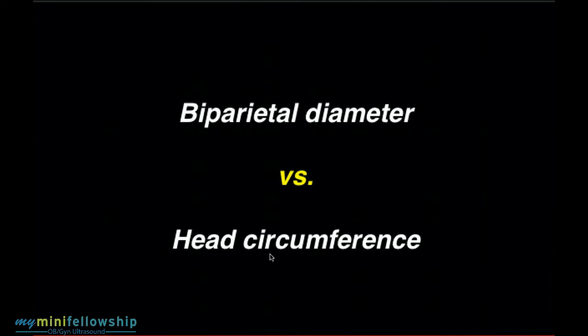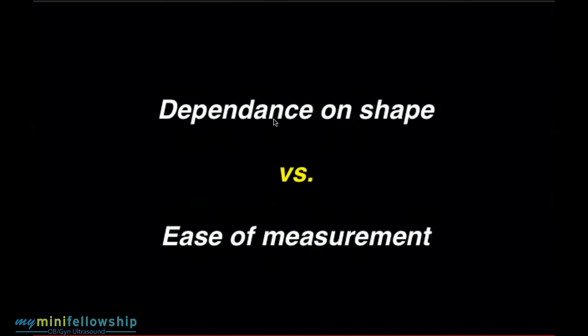We'll now move on to the biparietal diameter and the head circumference. Why do we have both measurements? Well, this is again an issue of a dichotomy, the dependence on shape versus the ease of measurement. Now, the biparietal diameter is dependent on shape, whereas the head circumference is not.